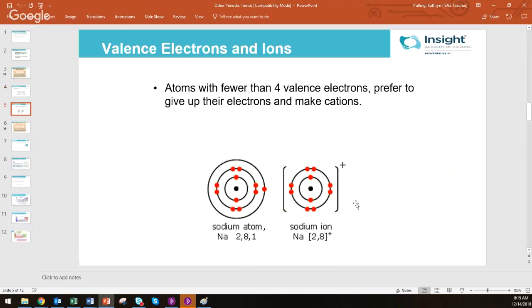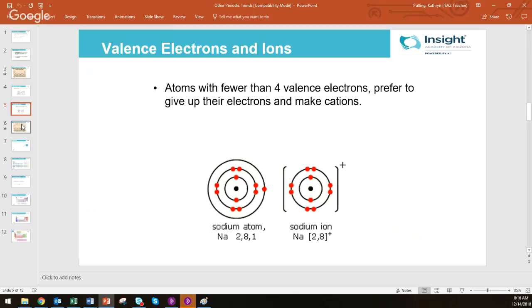Likewise, positive ions form when the atom has fewer than 4 valence electrons. So for example, sodium is in group 1A. It has this one lonely little electron. Instead of trying to steal 7 to fill this ring and complete that shell, what it does is it gives this electron up and drops to the shell below, which is already full.